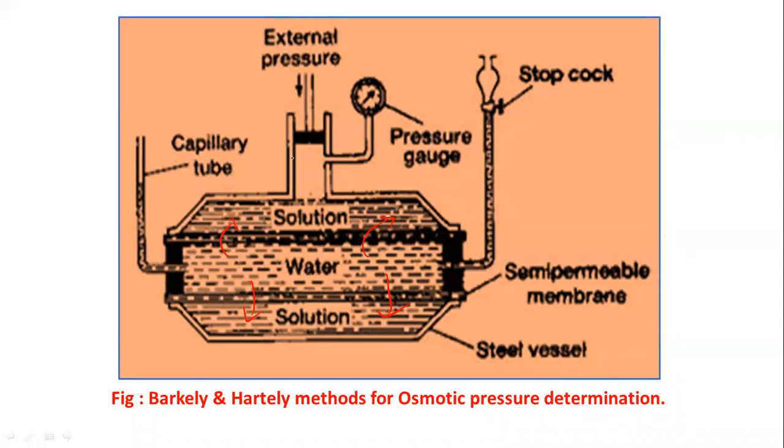So what we can do, we have to apply the pressure here. That pressure can be measured. Okay, and we can stop the flow of the water from this side to this side. So in this way we can measure the osmotic pressure with the help of the Berkeley and Hartley method. Okay, we can determine the osmotic pressure here. So it becomes very simple to measure the osmotic pressure.